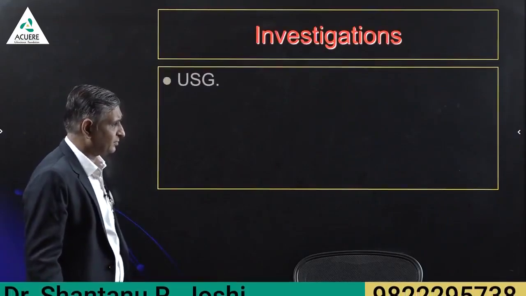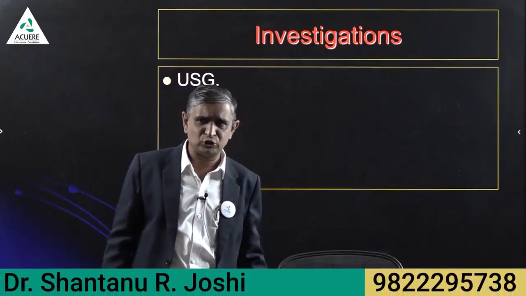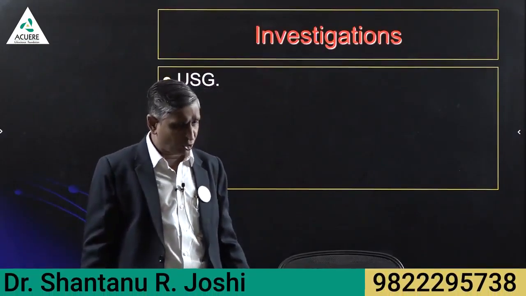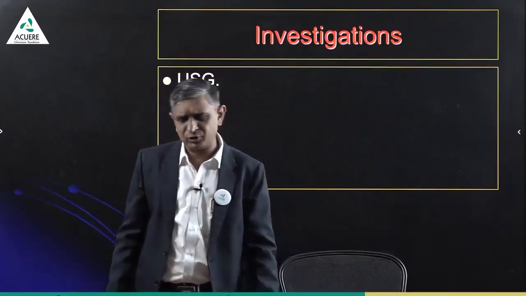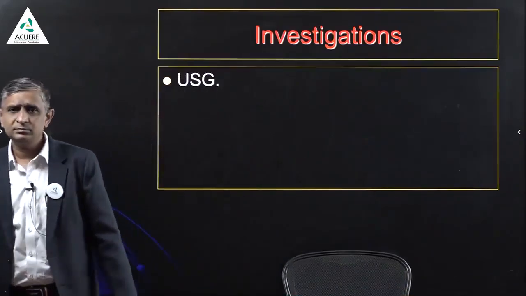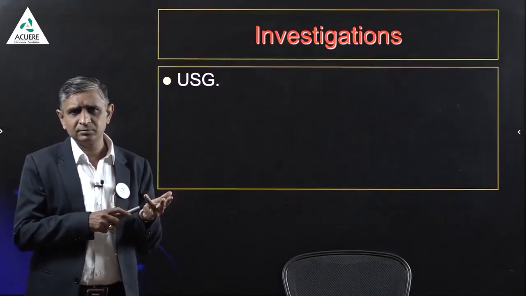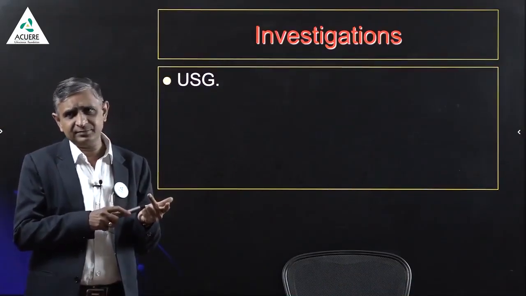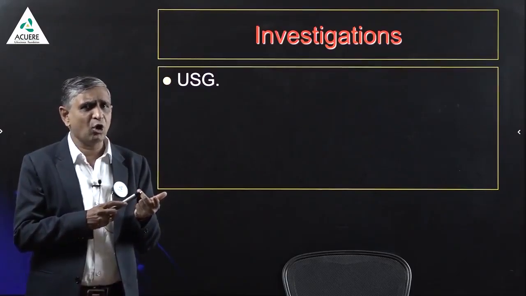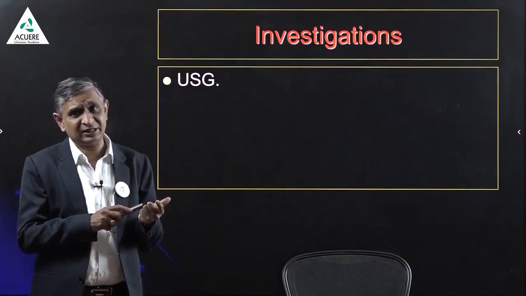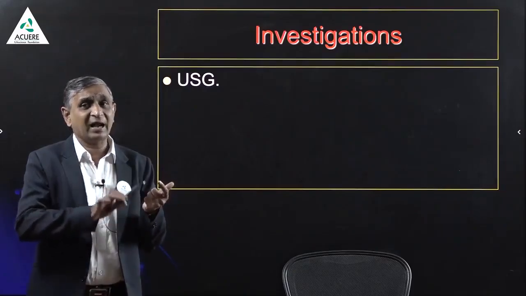Investigations in this system. The first and most important is USG, sonography. What will sonography tell you? Very simply, in the hepatobiliary system, it will give you hepatitis, hepatomegaly, cirrhosis of the liver, early changes, late changes. And all these are confirmatory.